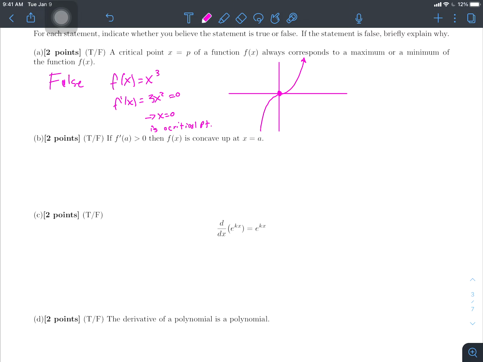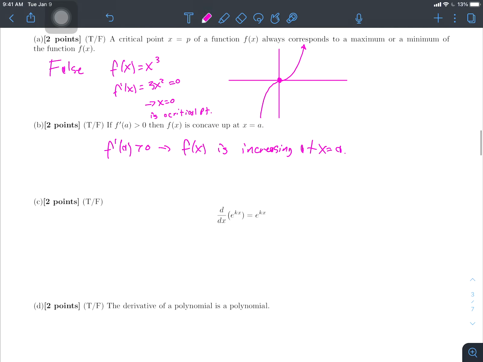Not necessarily true. I can have f prime of a larger than 0, which implies that f of x is increasing at x equals a. If f double prime was positive, then f of x would be concave up. So this one's false.